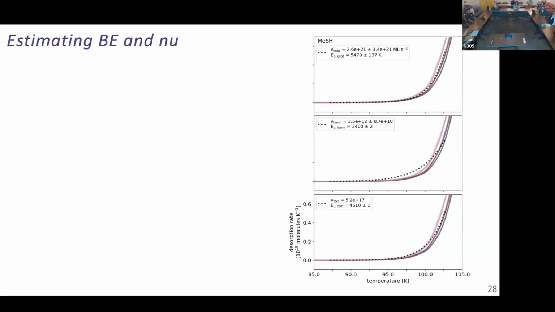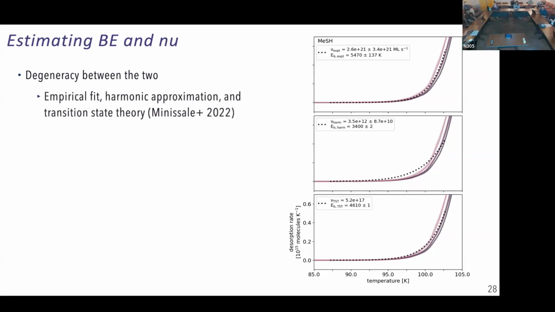There are a couple of different ways to estimate this binding energy and this attempt frequency. I did not mention that in the previous slide. The attempt frequency, nu, is also important in that it's basically telling us how many attempts a particular molecule has, if you think of it as a potential well, how many times it has to vibrate in order to effectively come off. One thing to note is that these values are degenerate, and there are a few ways to estimate them. So one part of this paper was validating a new method to model this nu and binding energy.